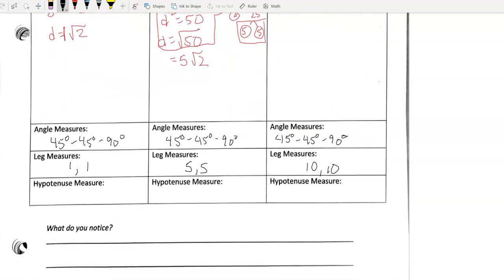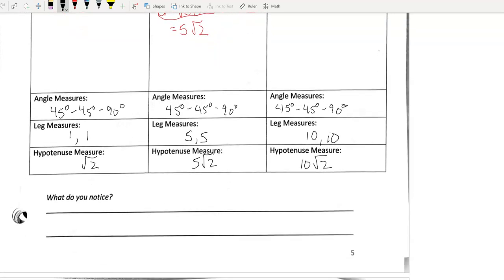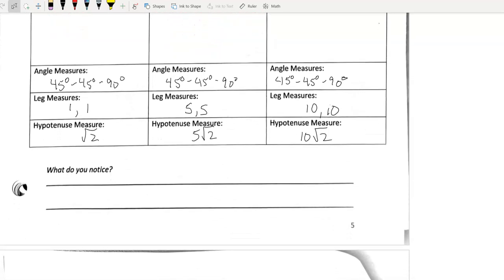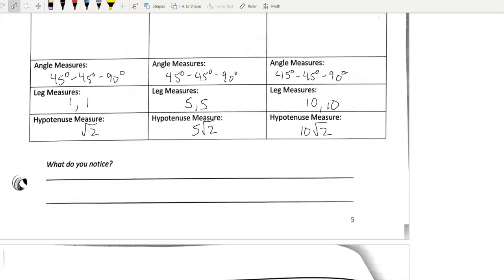And then the hypotenuse measure for the triangle with side length 1 was root 2. For the triangle with legs 5, it was 5 root 2. And for the third one, it was 10 root 2. So it's a little more straightforward of a pattern than with 30, 60, 90s. So what do you notice?